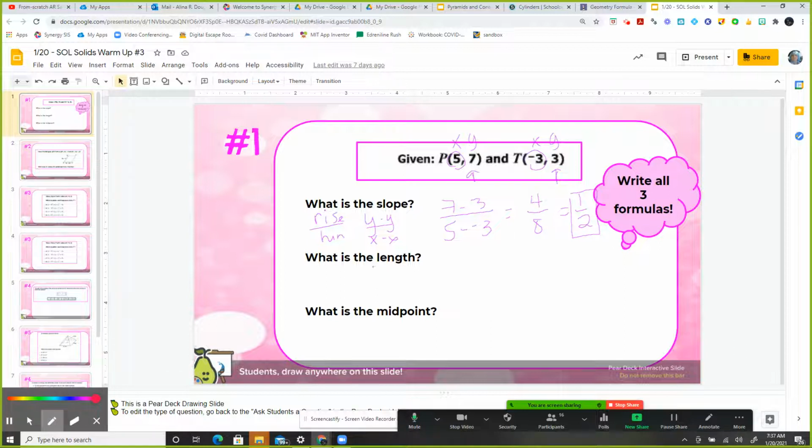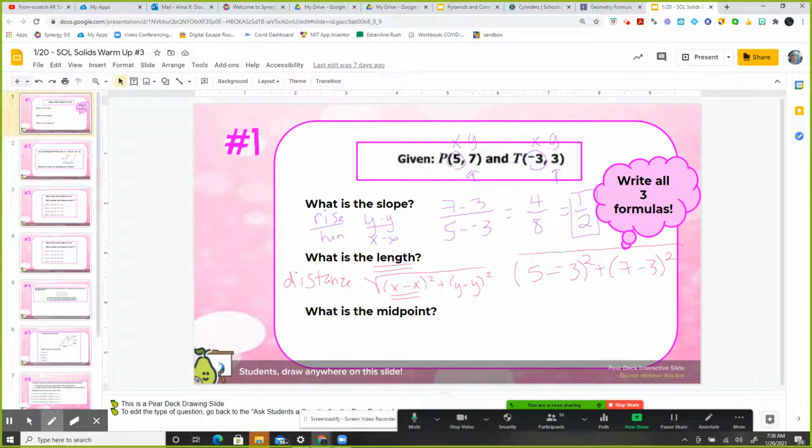So what is the length? Length is another word for distance. So distance, we're going to do x minus x squared plus y minus y squared. Here the x's have to go first. So we're going to do 5 minus negative 3 squared plus 7 minus 3 squared.